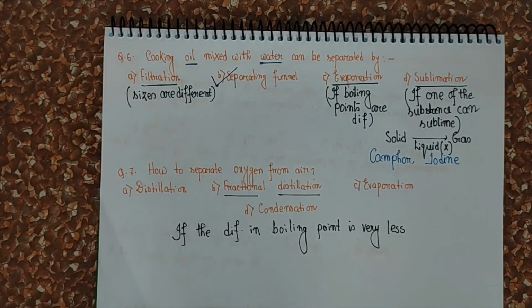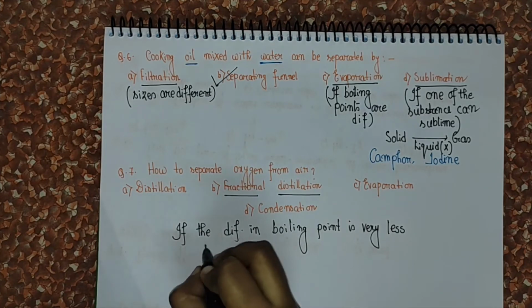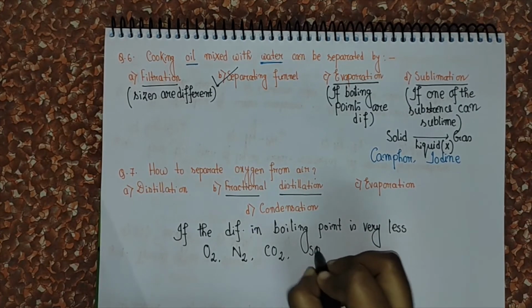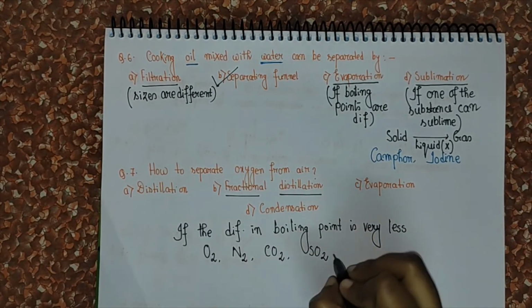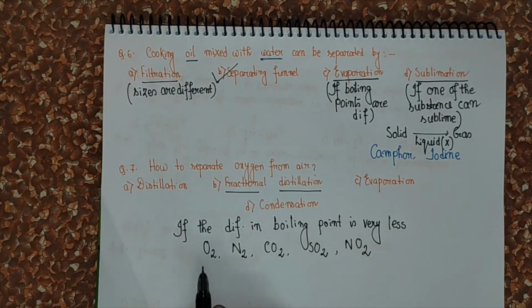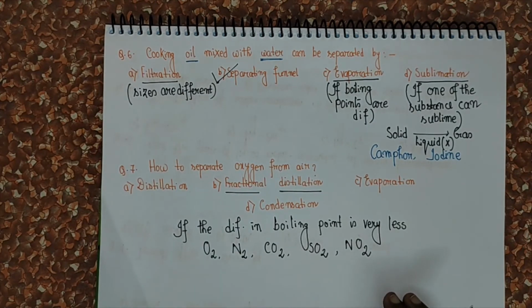And what are the components of air? The components of air are oxygen, nitrogen, carbon dioxide, some amount of sulfur dioxide, and some amount of nitrogen dioxide. All these gases are present in air, and air forms a homogeneous mixture. But why are we considering the boiling point? Because these are gases, and you know that boiling point means the temperature at which a liquid converts into its vapor state. Here these are gases, not liquids. So why are we considering the boiling point?